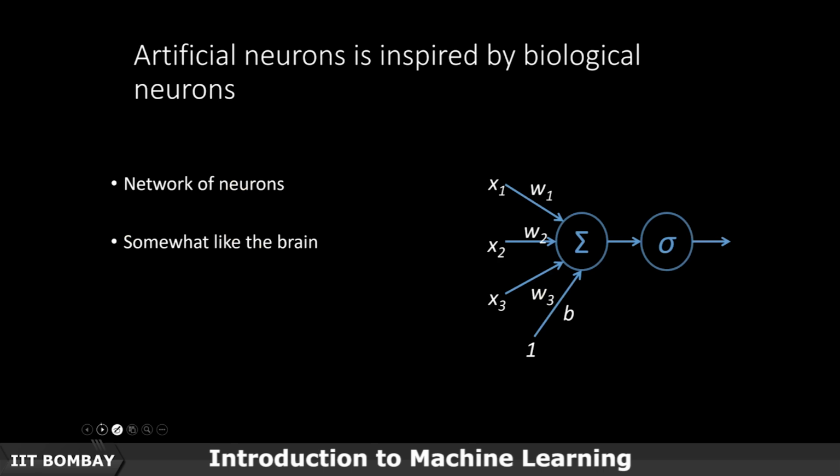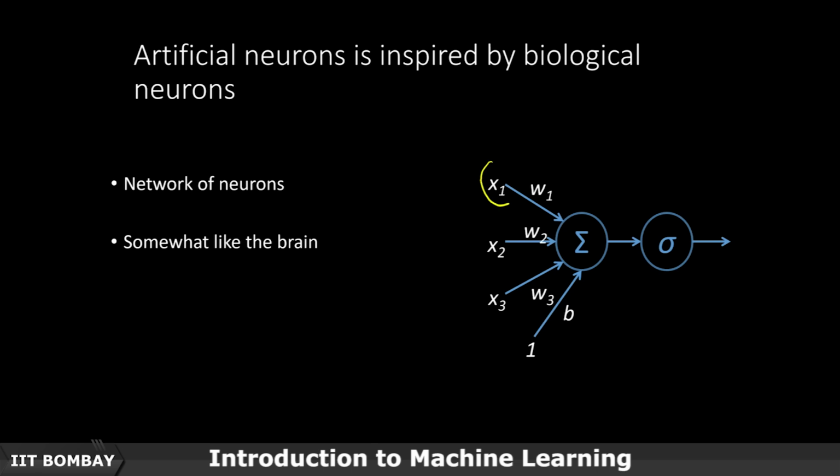Several years ago, in the 50s and 60s, scientists such as McCulloch and Pitts started thinking about how we can model these biological neurons using simple mathematical functions, and that gave rise to the artificial neurons that were inspired by real neurons. So neural networks are networks of these artificial neurons, and they're somewhat like the human brain or the mammalian brain. The simple structure that can be thought of is the following.